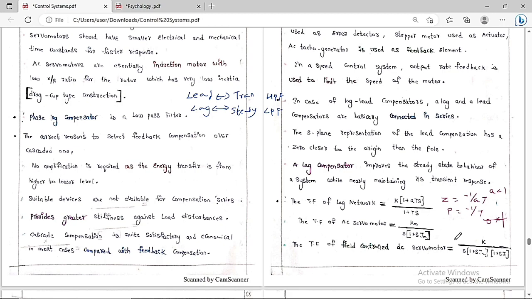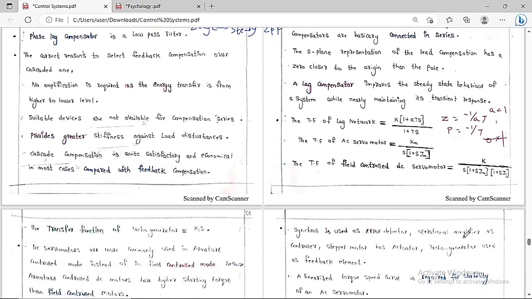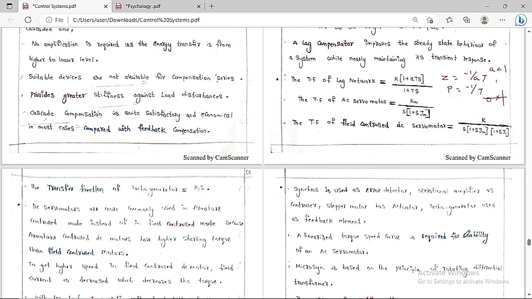Whereas the transfer function of the field control DC servo motor is K by S into (1 plus S tau M) into (1 plus S tau 1). Whereas the transfer function of the tacho generator: I already told you what a tacho generator is. Its output is voltage and input is speed. So output is directly proportional to the rate of change of speed.